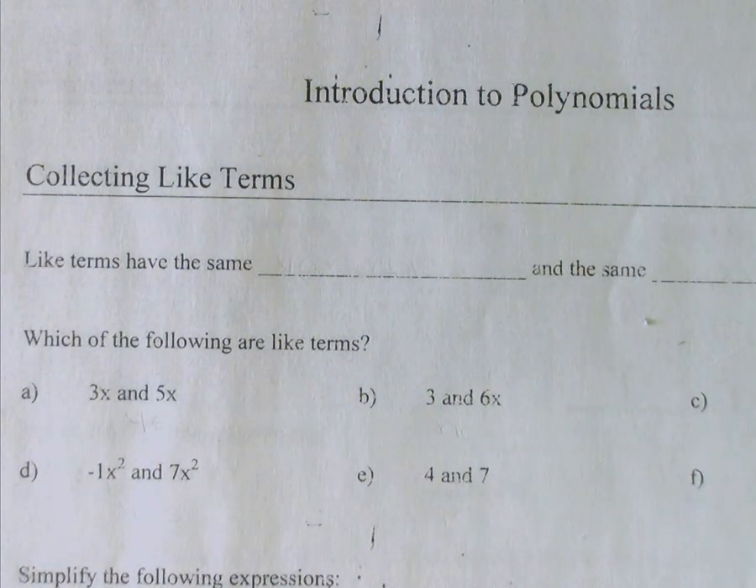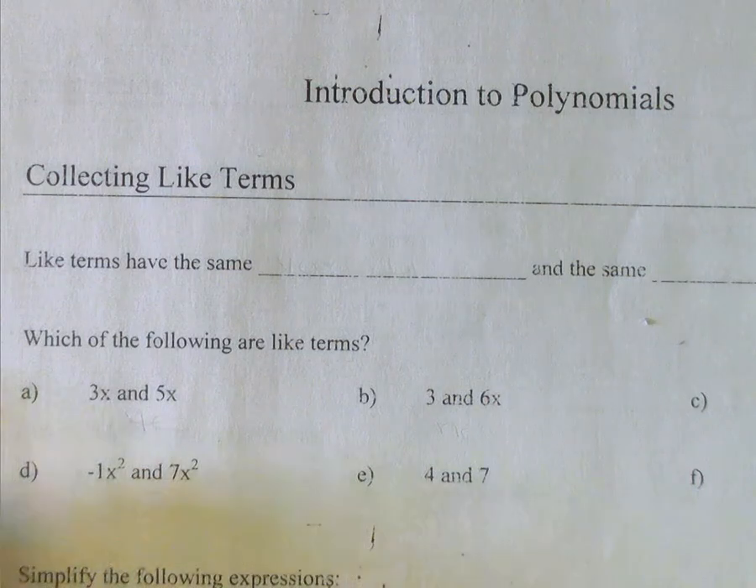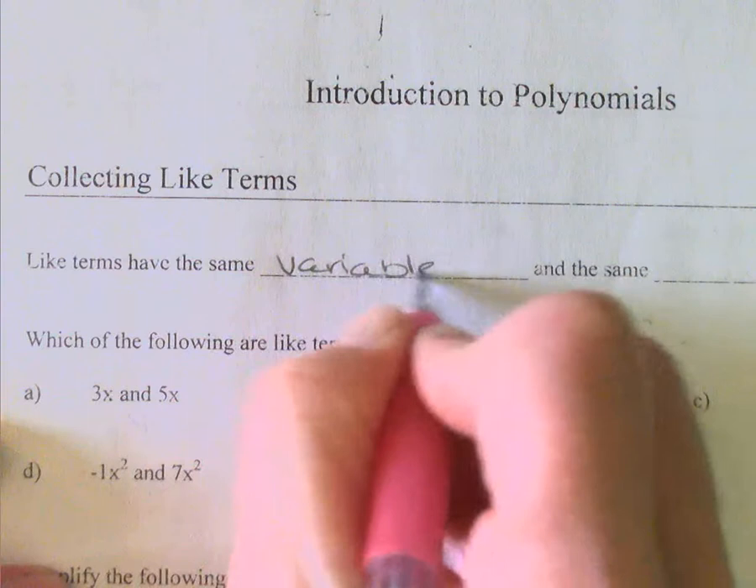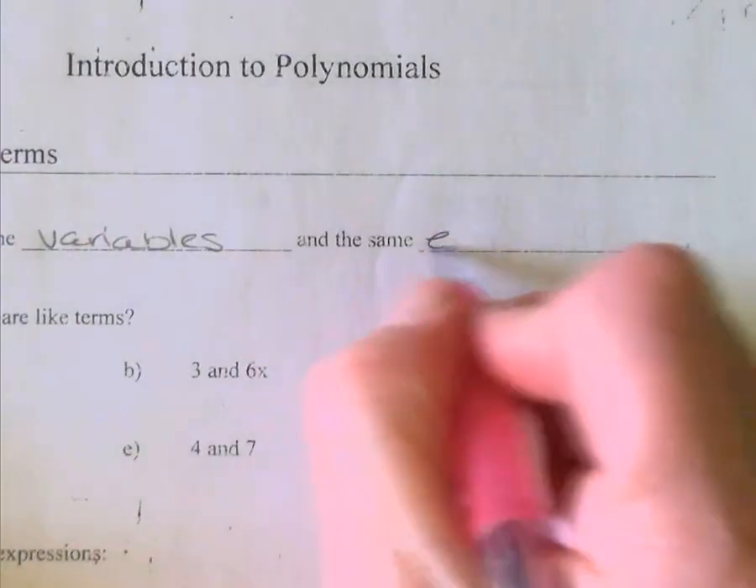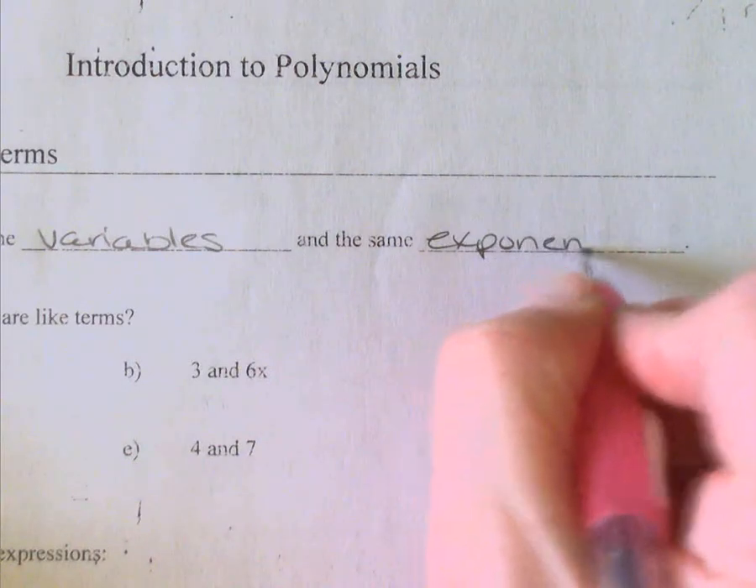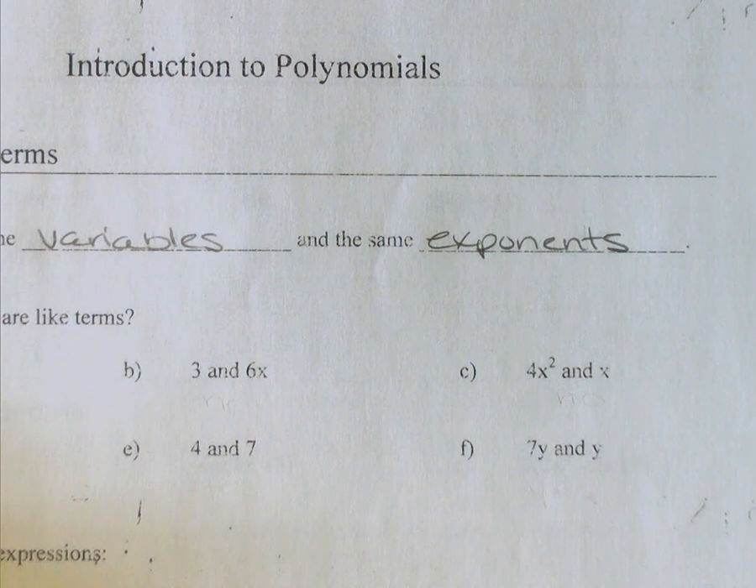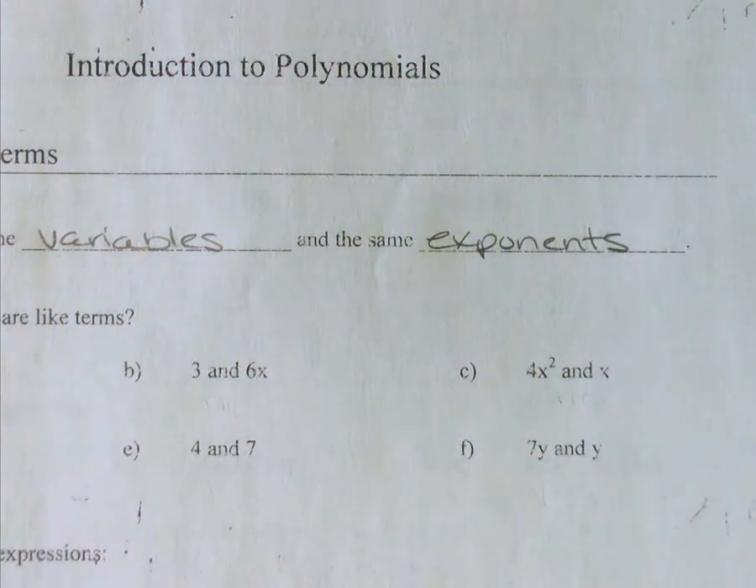Okay, so today we're going to look at the introduction to polynomials, and we're going to start with collecting like terms. Like terms have the same variables, and they have the same exponents on those variables. So now I want to look at which of the following are like terms. They have to have the same exponent on the same variable.